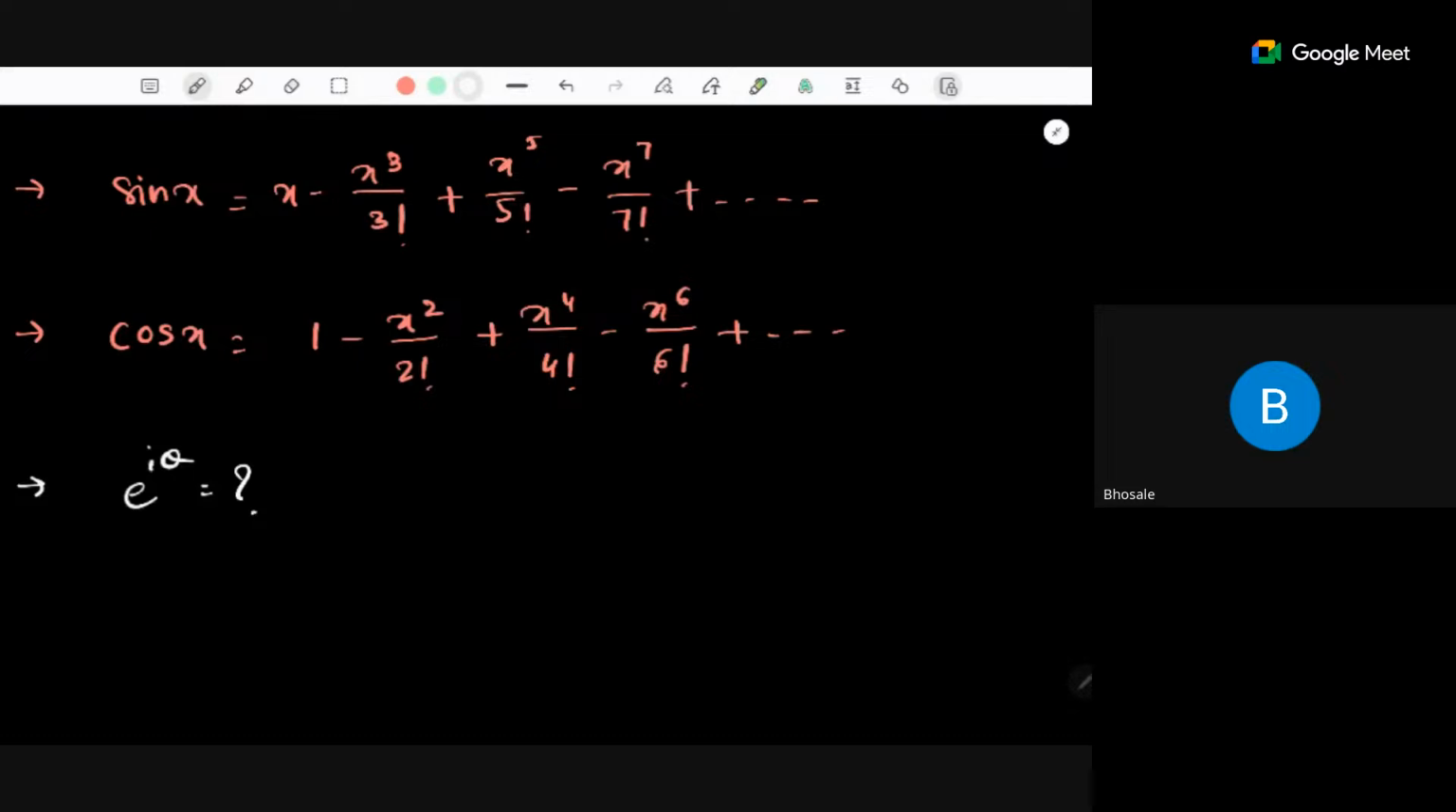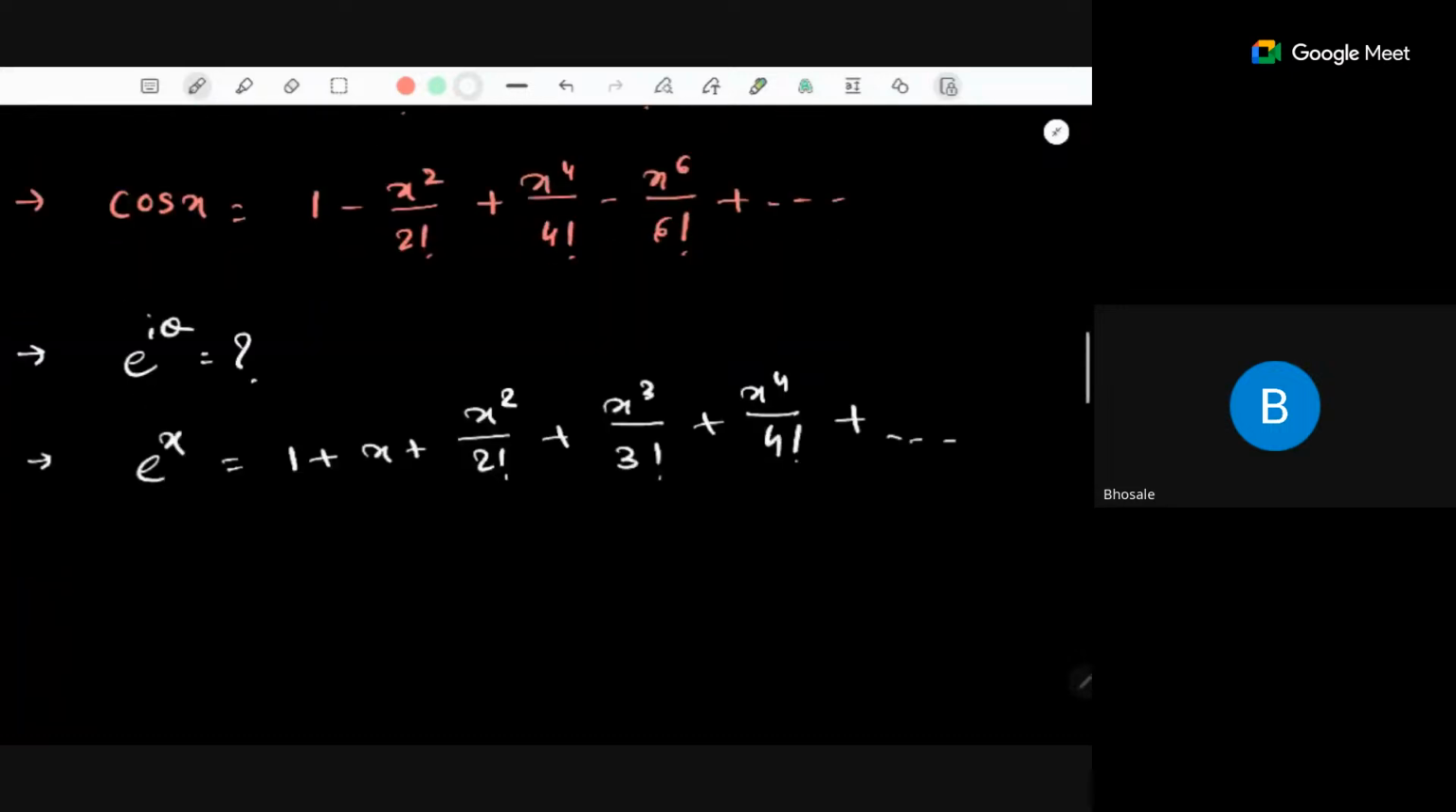But again, for e to the power x also we have a power series. We know that e to the power x is a function which was defined by a power series for getting a function whose derivative is itself, right? We have learned this in our lectures. So e to the power x is nothing but 1 plus x plus x squared by 2 factorial plus x cubed by 3 factorial plus x to the power 4 by 4 factorial plus and so on.